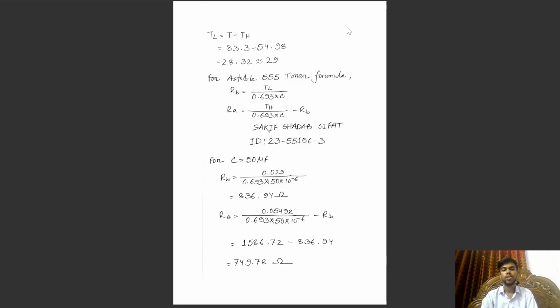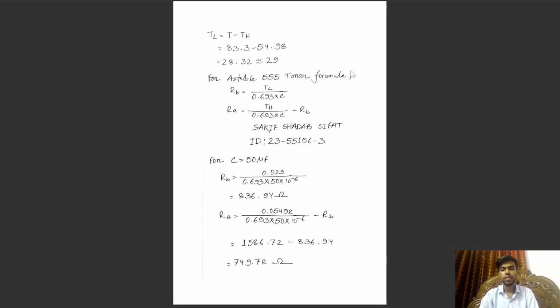To calculate the value of T low, we need the value of T and the value of TH. According to the value of T, it is 83.3 and the TH is 54.98. So if we do the subtraction, it comes to 28.32, and we have taken it as 29.